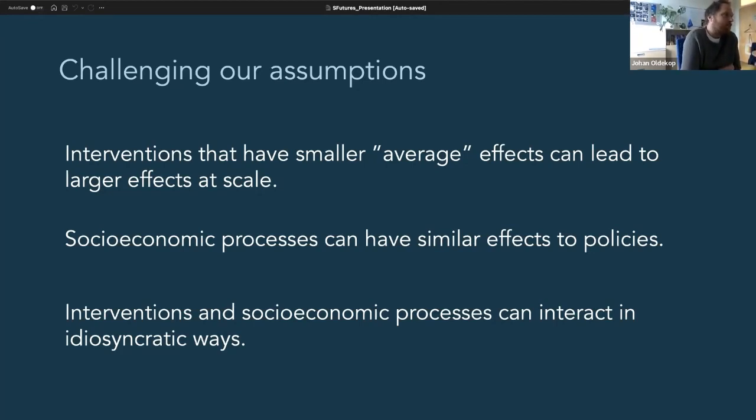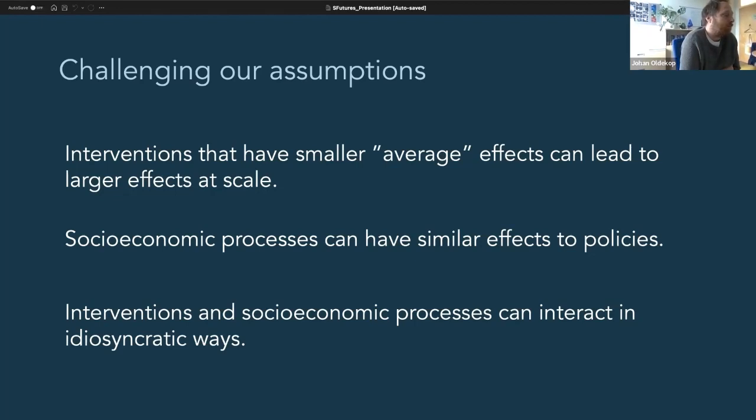I've talked about migration as being a driver, and I think it's important to consider, when we think about these socioeconomic and ecological contexts, that socioeconomic processes can have similar effects to policies, but using data essentially allows us to actually estimate these effects. And also that interventions and socioeconomic processes can interact in idiosyncratic ways.